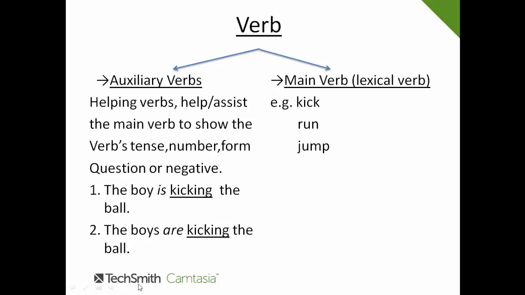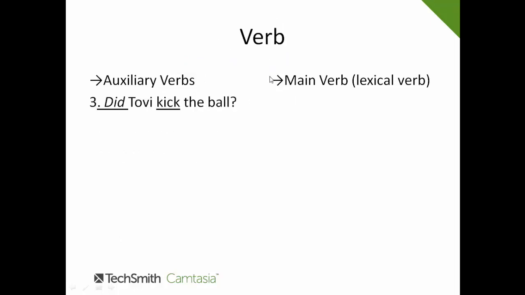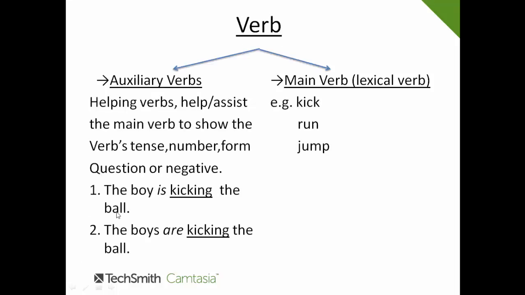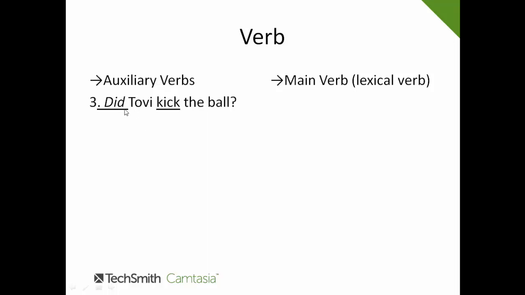So let me quickly run through the definition once again. Auxiliary verbs are helping verbs or assisting verbs. They help or assist the main verb to express the verb's tense, number, form question or negative. Now, before we go to the next slide, let's have one more example regarding how an auxiliary verb helps to form a question. In the next slide, we have an example.